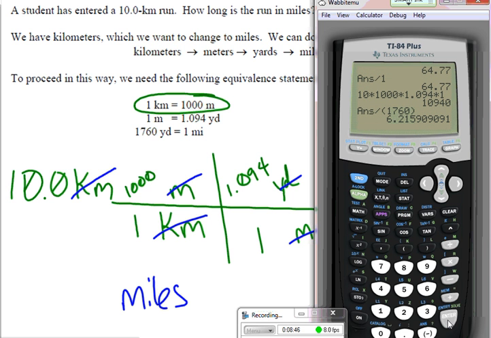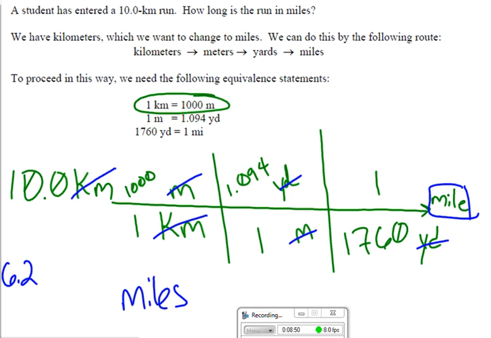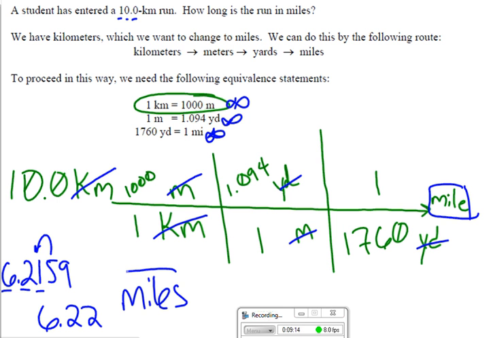Now you get 6.2159 miles. Infinite number of sig figs and all of that. Infinite. Ooh, there's an ugly infinite. The only other number I see here is 1, 2, 3 decimal places. So my answer can only have 3 decimal places. 1, 2, 3. 5 is going to push that 1 up, and I get 6.22 miles. That's my answer.